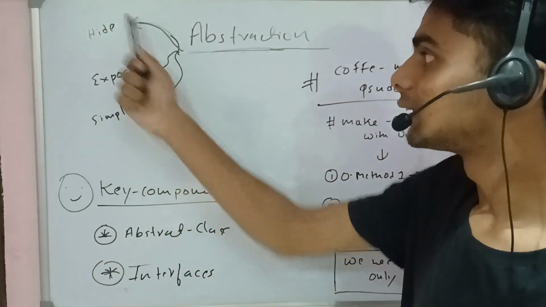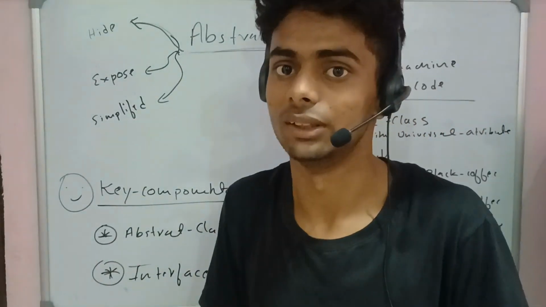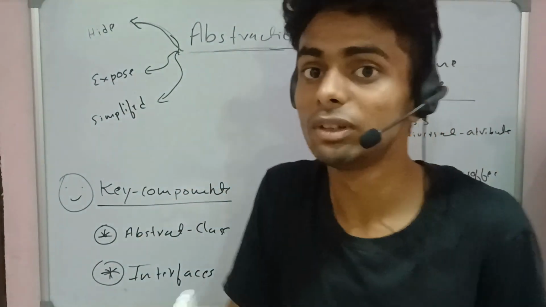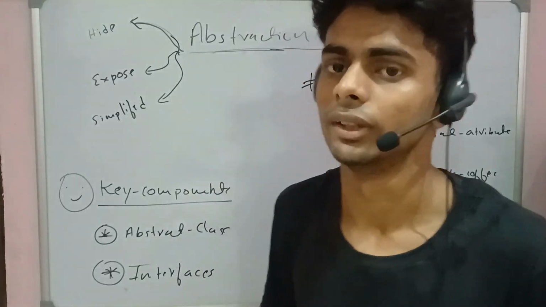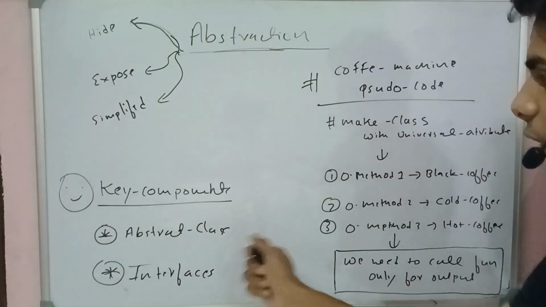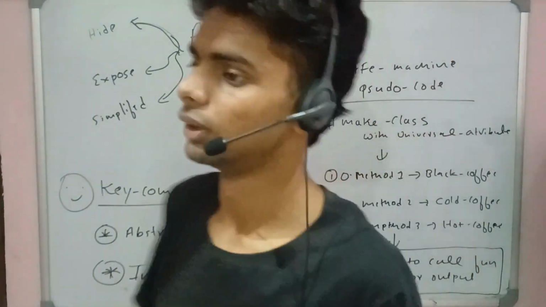So that's the basic thing we are talking about here. We hide complexity and expose simplicity, making a simplified, user friendly interface. The key components here are abstract classes and interfaces. I will try to explain what an interface is.